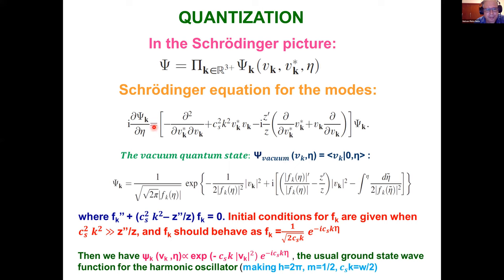Here is the wave function. Now, this is the Schrödinger equation for these modes. You must calculate this, and the solution for the vacuum state is this one here, where you see the field, it's the mode of the field. And this function here is a solution of this equation here. It's just a classical equation, but in order to be a vacuum state, it must satisfy this condition: when this thing here is much bigger than z double prime over z, then it must have this form. So if you have this, you have what f of k is, and you can calculate everything, and that's very nice.